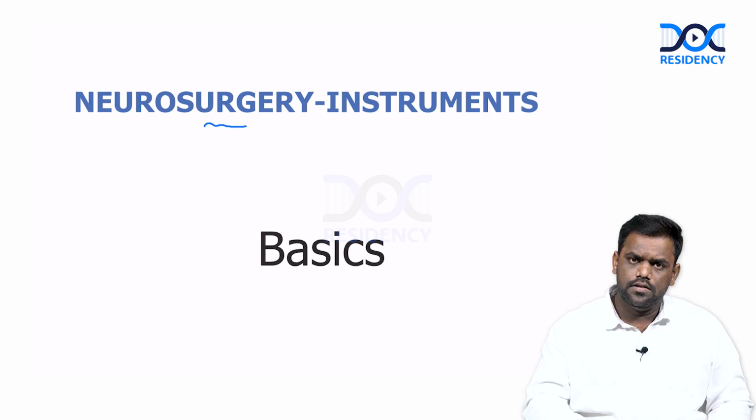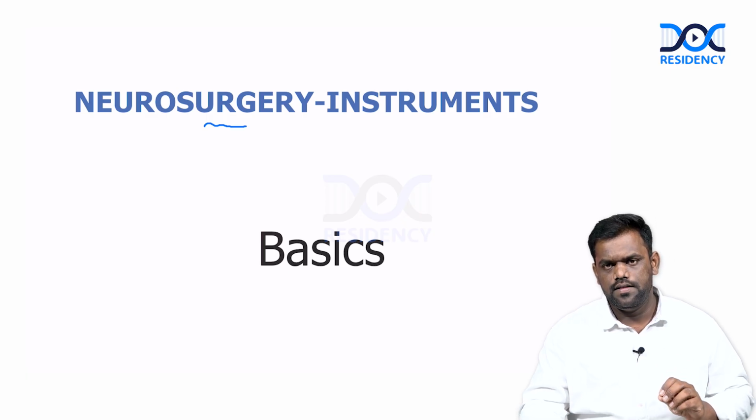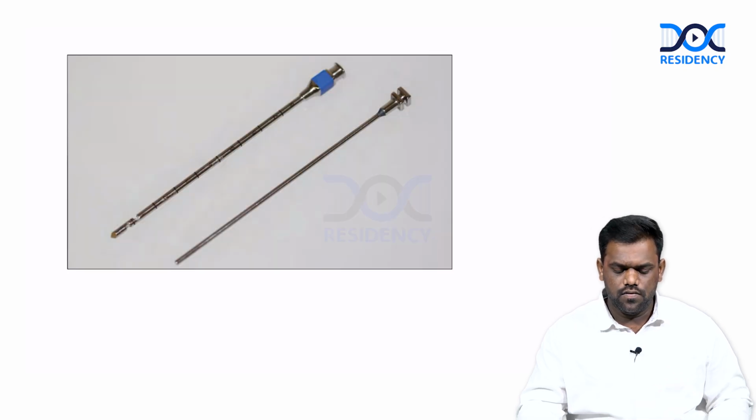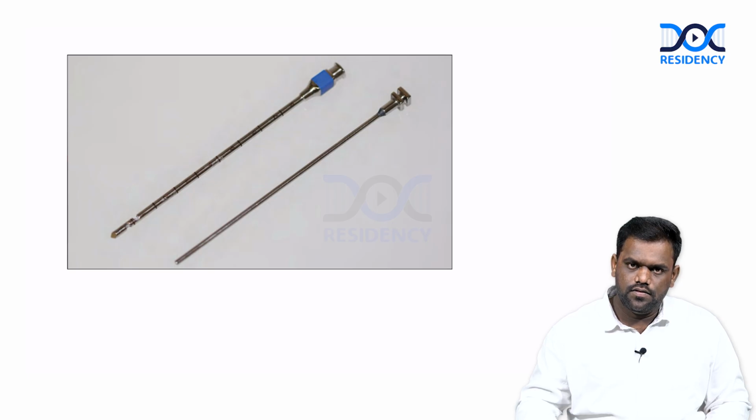Today we will see about neurosurgical instruments. First, we see the basic neurosurgery instruments. What are the basic neurosurgical instruments? First one, general instruments. So, identify this instrument. What is the name of this instrument?